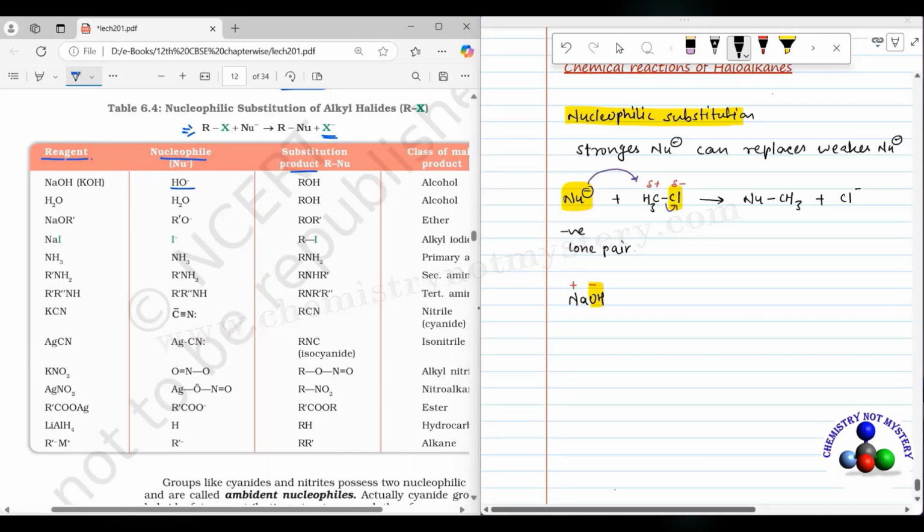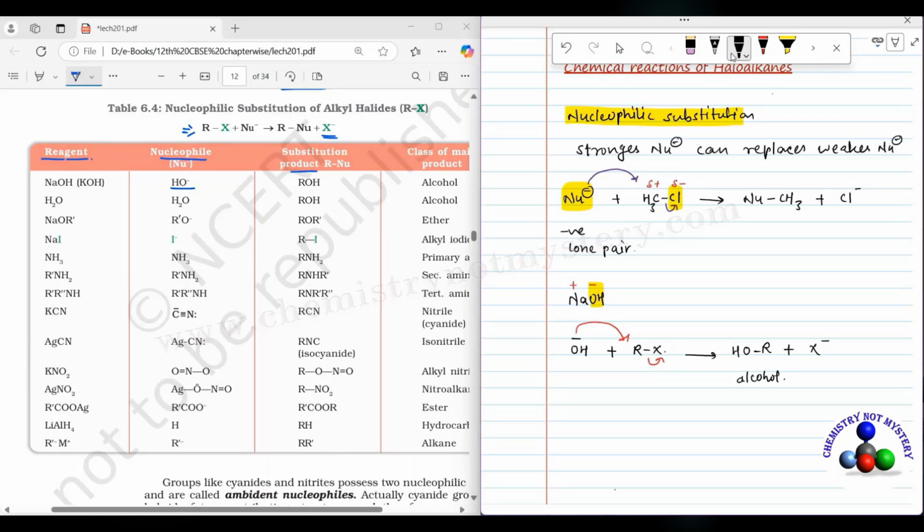When OH negative reacts with alkyl halide, here you can write the reaction. OH negative will make a bond with the alkyl group and expel the halogen in the form of halide ion. So as a result, OH will make a bond with the alkyl group and the byproduct that you will get is halide ion. So this is the product of the reaction. You can identify the product. The product is alcohol.